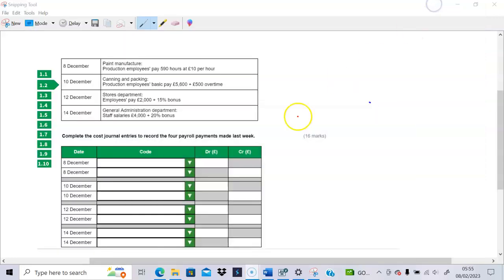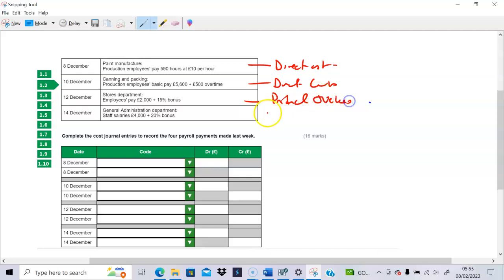Okay, yes. Now, what do we have? So we have paint manufacturer. This is a direct cost, isn't it? It's a direct cost, as this is canning and production. Direct costs. This is a production overhead. And this is a non-production overhead, isn't it? Because this is general admin and this is stores. So this is actually to do with production, it's just an overhead, non-production.